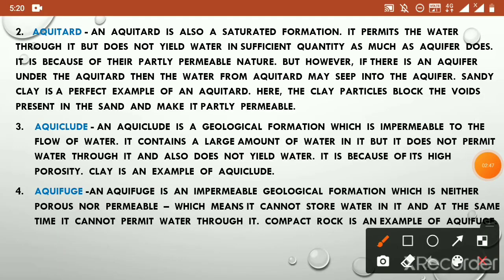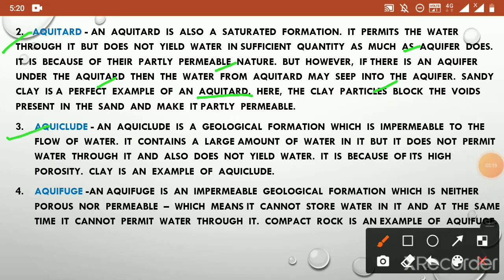The next type of geological formation of groundwater is the aquitard. It is also a saturated formation. It permits water through it but does not yield water in sufficient quantity as an aquifer does. This is because of the partially permeable nature of aquitards. However, if there is an aquifer under the aquitard, then the water from the aquitard may seep into the aquifer. Sandy clay is a perfect example of an aquitard.